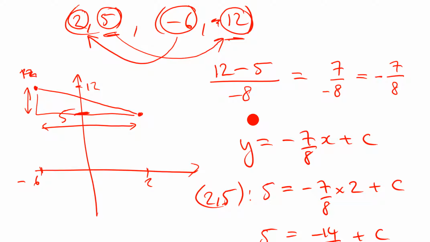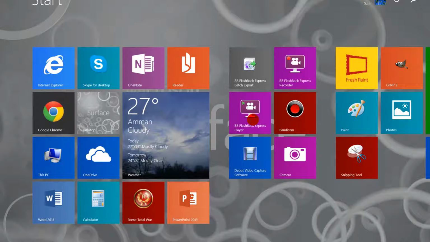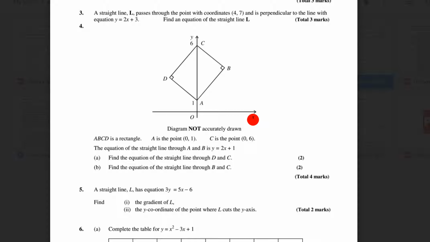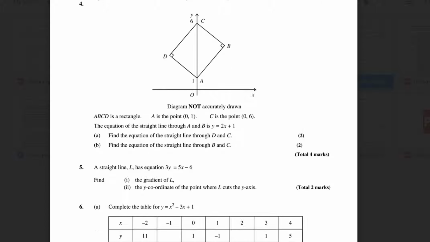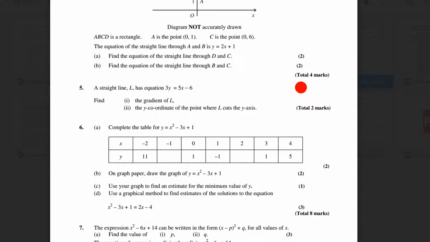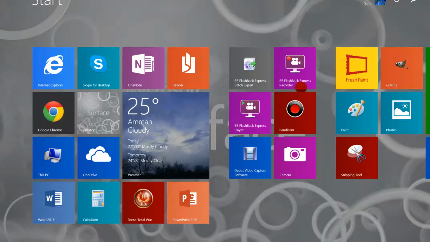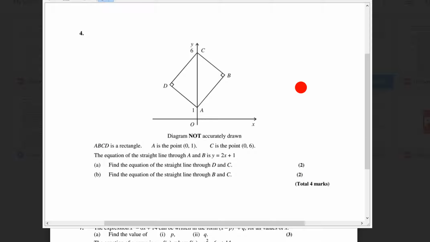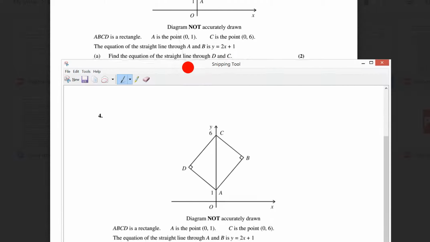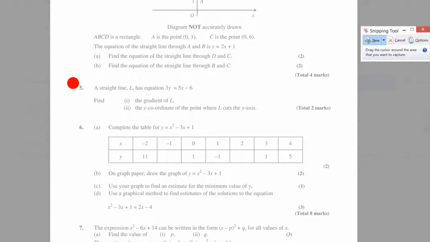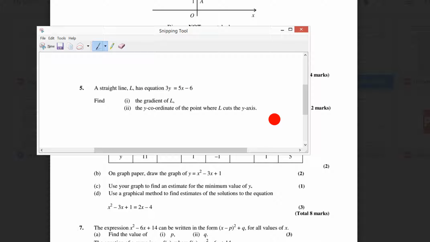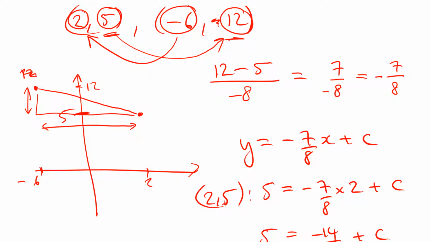Alright, so what are we going to do? We do another question. Another question, good idea. Let's grab the other question. Let's just see how hard 5 is. So there's the snippet tool. Just this tiny question. Okay, and a new page.